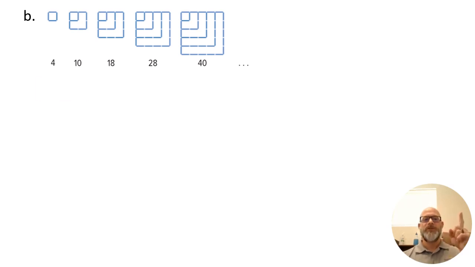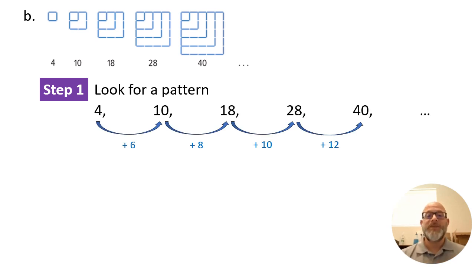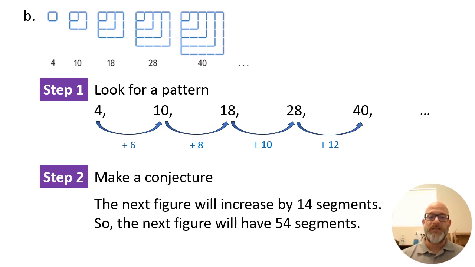All right, what's the first thing we're going to do? We're going to look for a pattern. Just lay out the numbers and then see what the pattern is. Plus 6, plus 8, plus 10, plus 12, and now make a conjecture. My conjecture would be the next figure will increase by 14 segments. So the next figure should have 54 segments. Notice the conjecture includes both my knowledge about the pattern and also my prediction from the pattern. That's my conjecture.